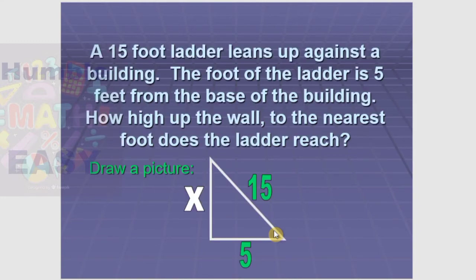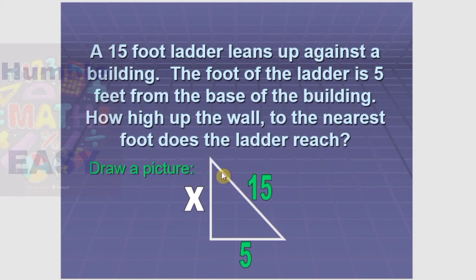So consider this problem. A 15-foot ladder leans up against a building. The foot of the ladder is 5 feet from the base of the building. How high up the wall to the nearest foot does the ladder reach? I repeat, a 15-foot ladder leans up against a building. The foot of the ladder is 5 feet from the base of the building.